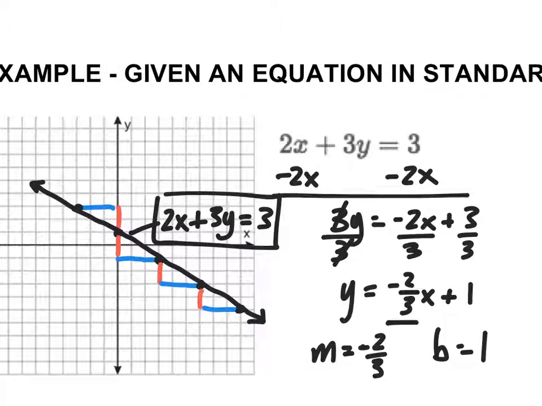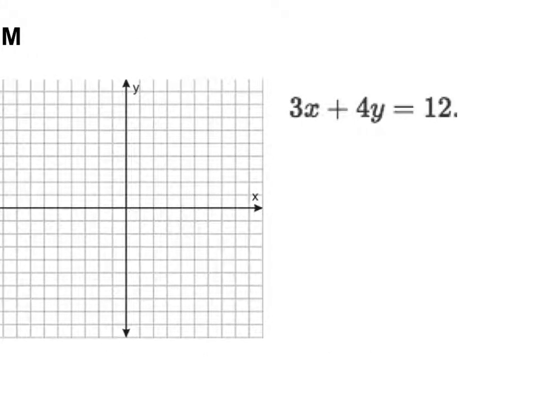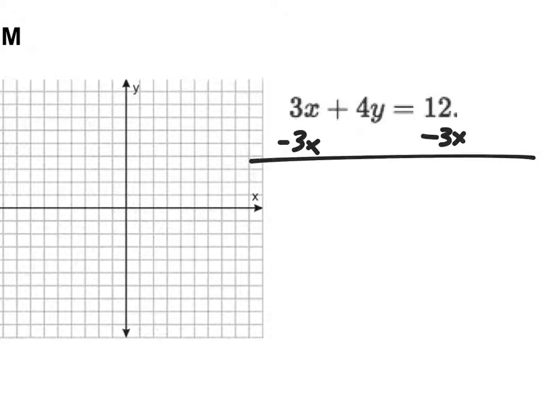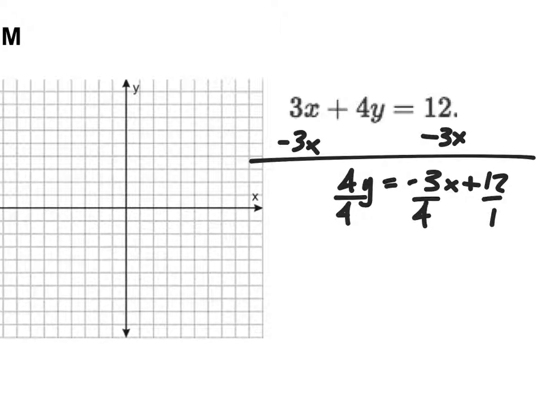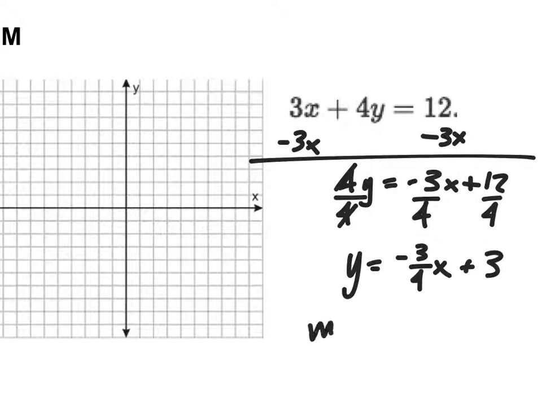Okay, let's go ahead and take a look at the next one. I'm going to do the same thing, solve this for y. So I'm going to subtract 3x from both sides. Okay, and then I get 4y is equal to -3x plus 12. I'm going to divide by 4 on everything. The 4's divide out. I get y is equal to negative 3/4 x plus 3. So the slope of this line is going to be negative 3/4. My y-intercept is going to be 3.